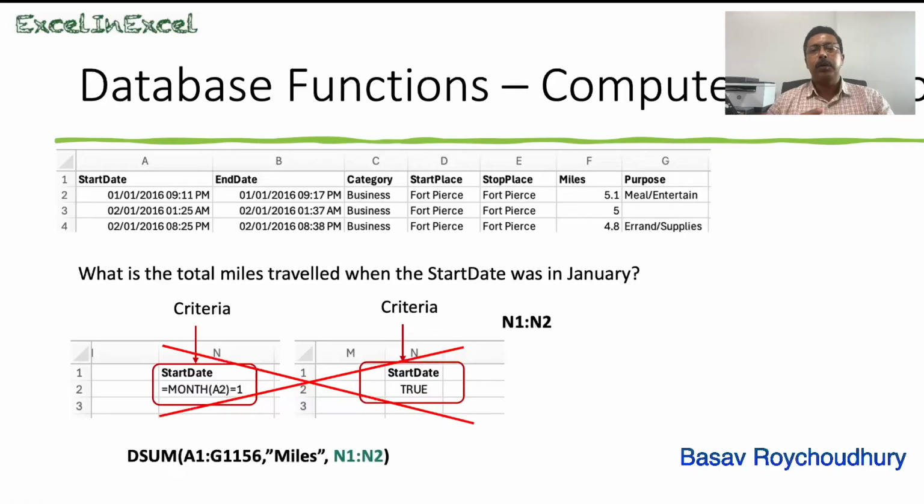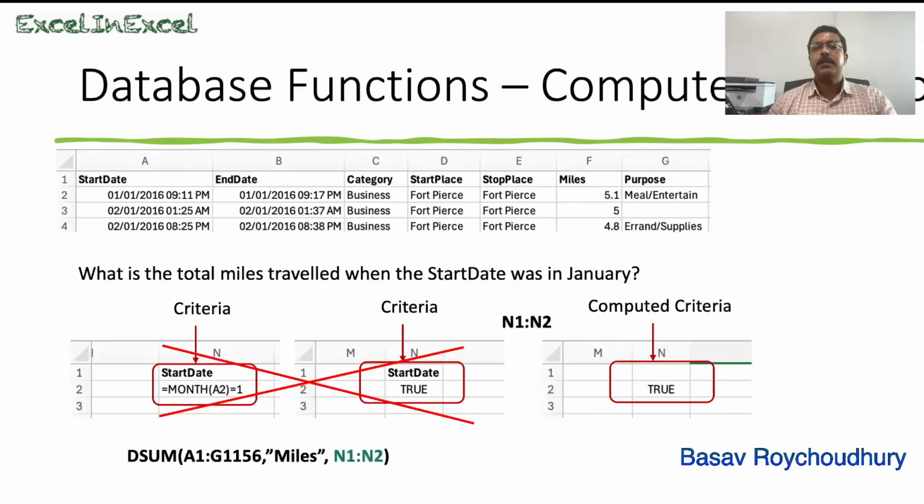So what do we do? This brings us to the concept of computed criteria. Now what does computed criteria mean? Computed criteria basically means that I am giving a criteria which is not based on the values that you see on the database, but based on certain condition which applies to certain of the values given on the dataset. Now therefore, what was the formula here? The formula here was month of A2 equal to 1.